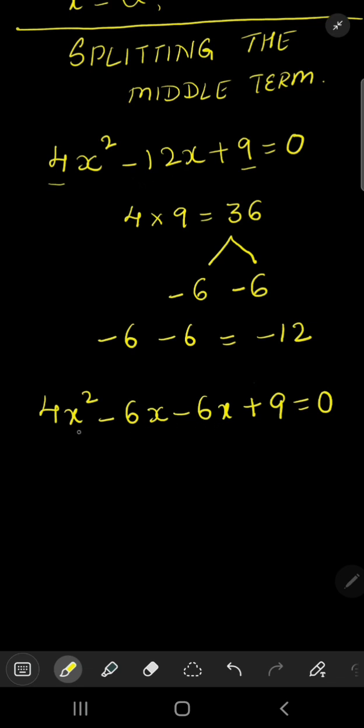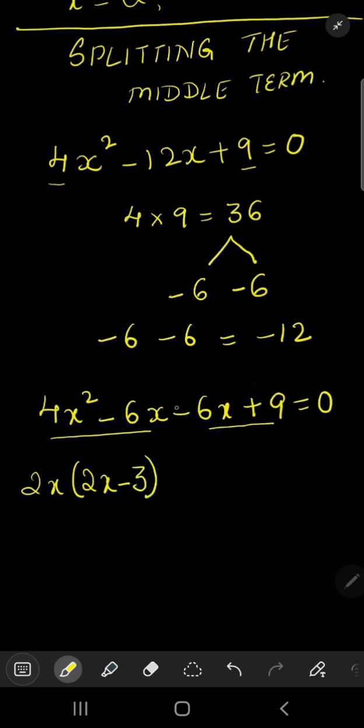Now we have 4 terms over here. We already know how to group and then factorize. First we are going to take these two terms and then the next two. Here what is common? 2x is common. So 4 divided by 2 will be 2. From x square, one x I have taken out, so x, put the minus sign. 6 divided by 2 is 3. X is already taken out.